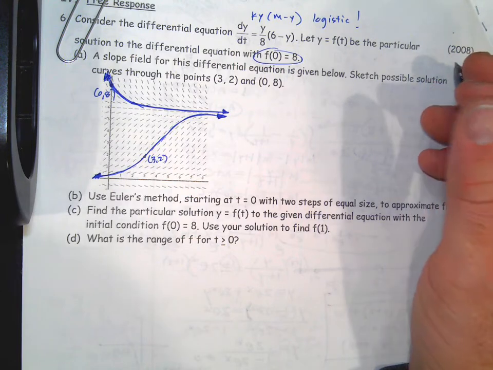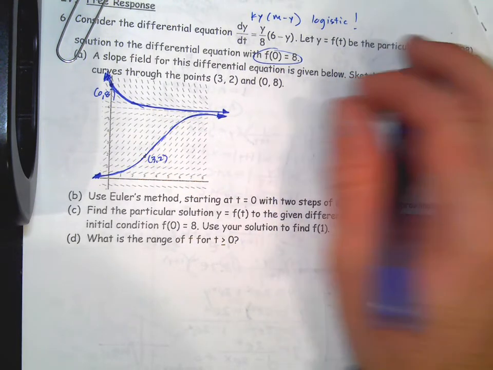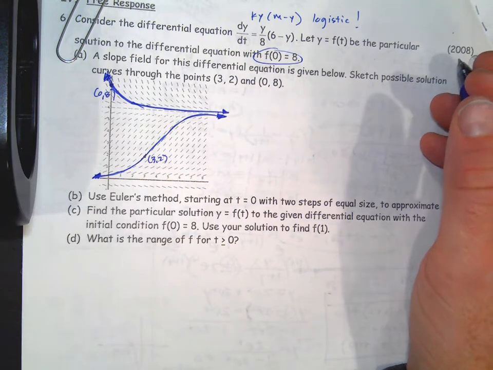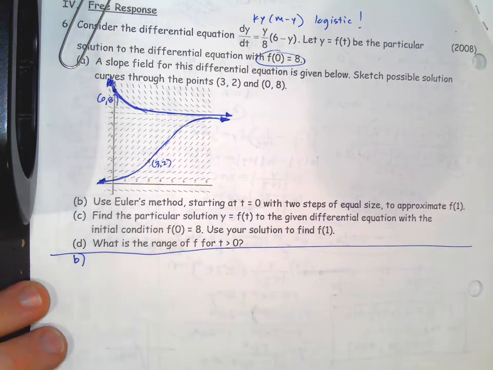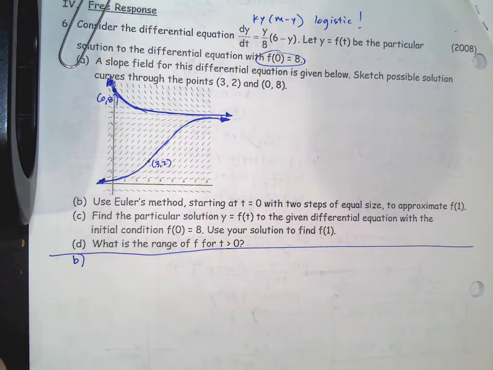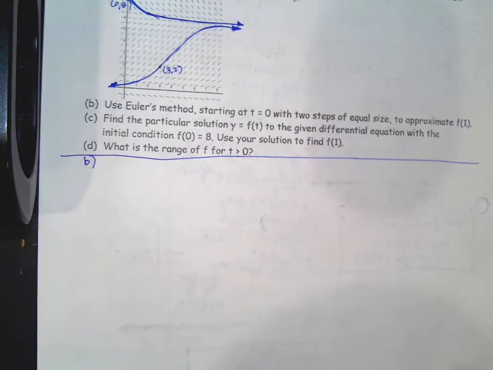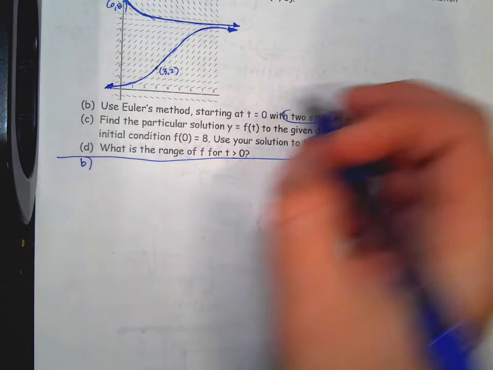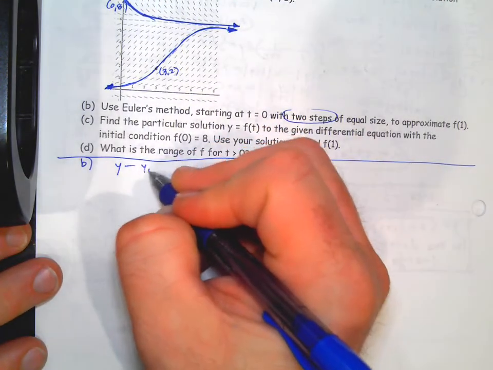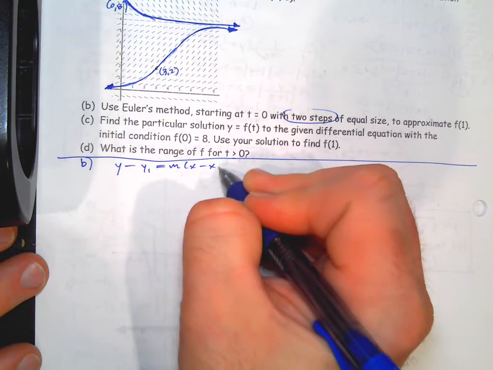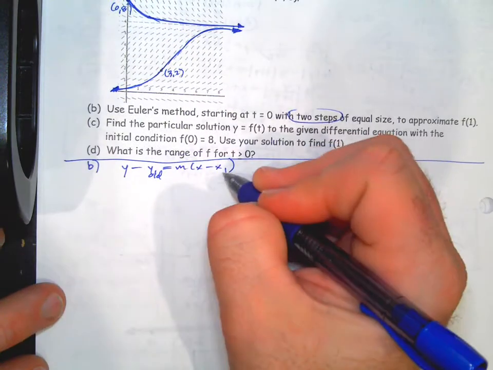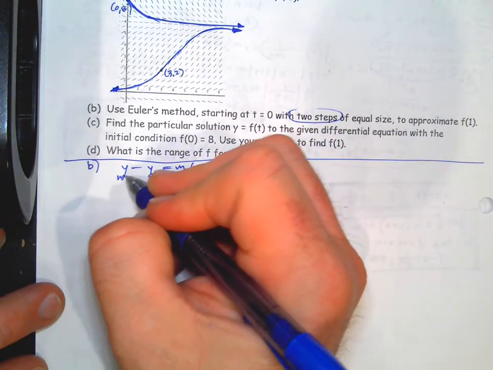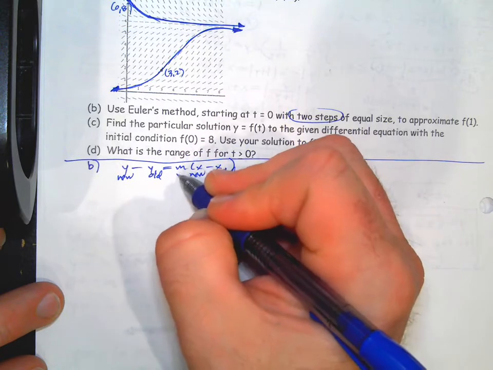B, use Euler's method at time 0 with 2 steps of equal size. So there's 2 ways to do that. And it's 2 steps, so it's not too crazy. We say, okay, well, y minus y1 equals m times (x minus x1) is the equation of a line. This is like some previously known x and y, which I'm going to call old. We're trying to find a new one. And this is going to be y prime.